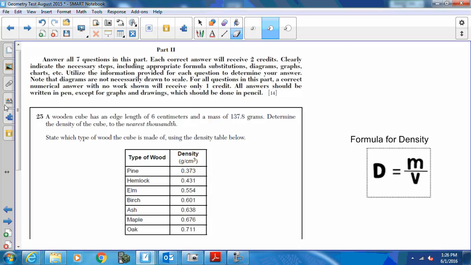All right, it says for number 25, a wooden cube has an edge length of 6 centimeters and a mass of 137.8 grams. Determine the density of the cube to the nearest thousandth, and then state which type of wood the cube is made of using the density table below. So we haven't talked about density in this class too much. Hopefully in science you have talked about it.